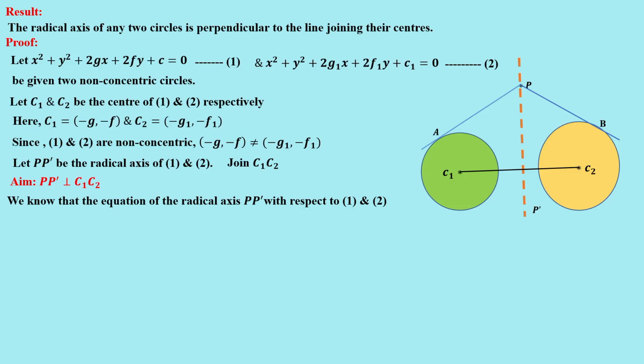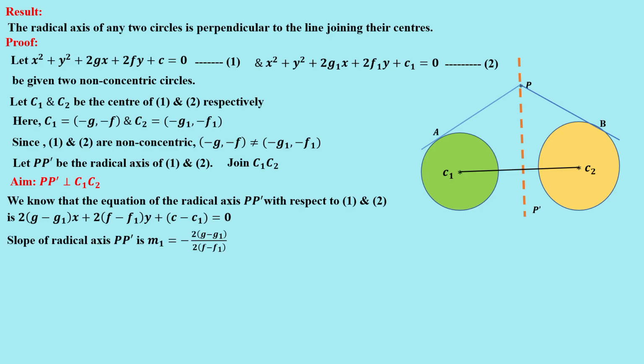We know that the equation of the radical axis P dash with respect to 1 and 2 is 2(g - g1)x + 2(f - f1)y + (c - c1) = 0. So the slope of the radical axis P dash, let it be M1, is equal to -2(g - g1) / 2(f - f1). We know for Ax + By + C = 0 the slope is -A/B, that is, minus the coefficient of x by the coefficient of y. So you will get M1 = -(g - g1)/(f - f1). That is equation number 3.